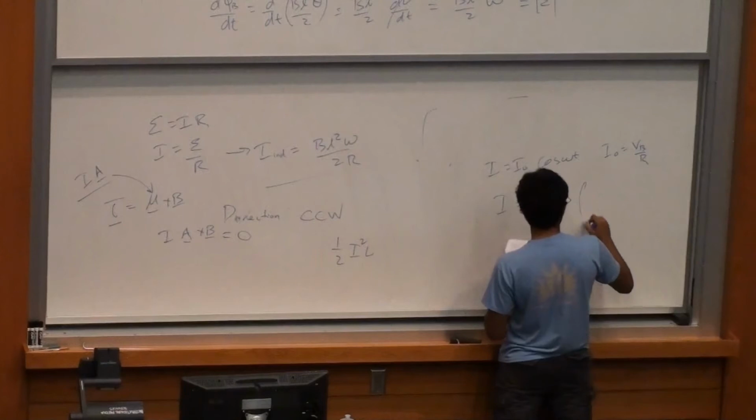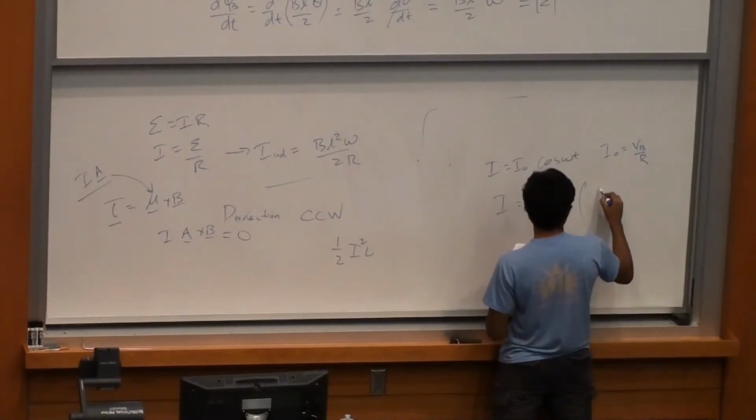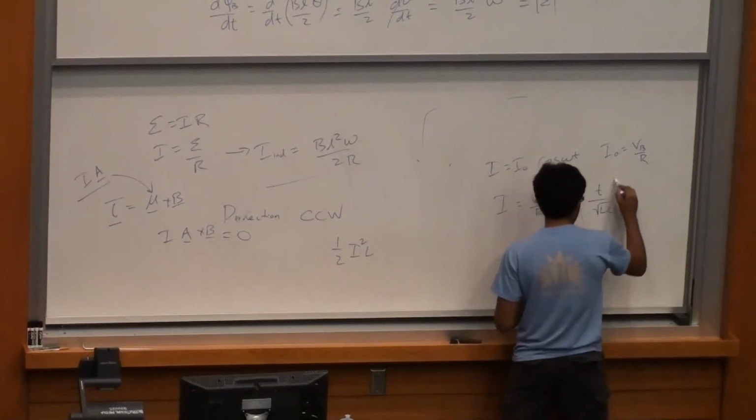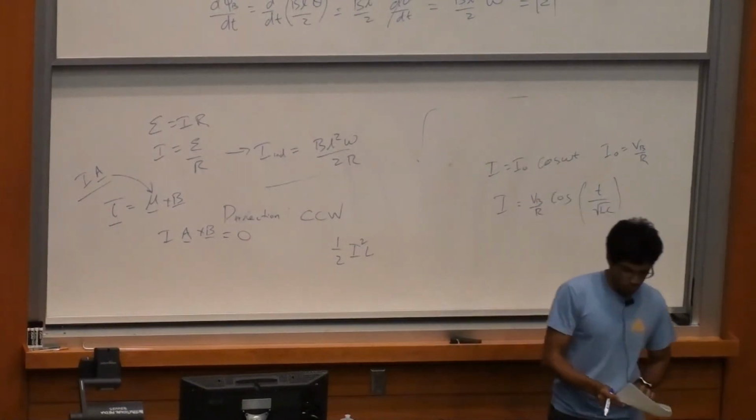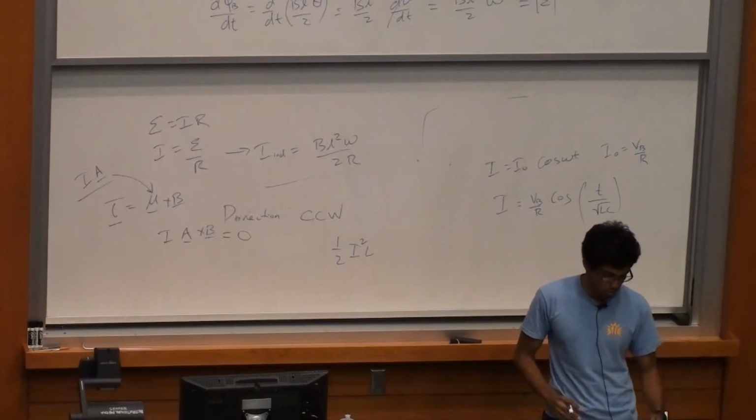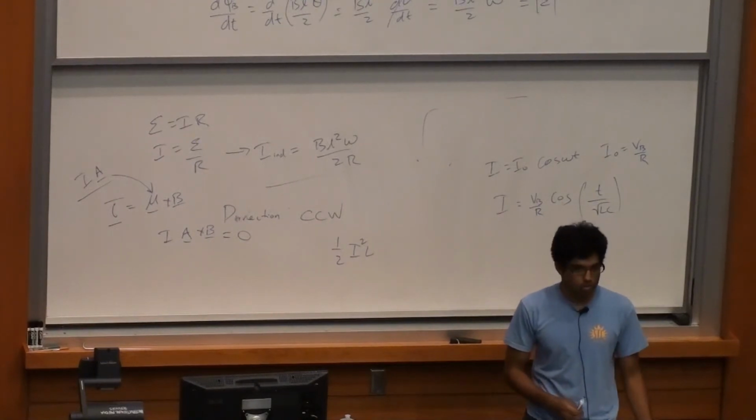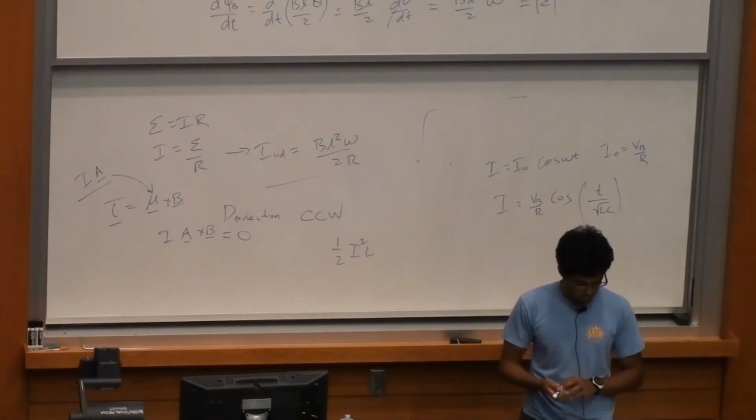Here I can define omega in terms of L and C. It's going to be t over square root of LC. And I believe this formula, or at least what you need there, should have been given in the formula sheet. So I'm just going to find it.